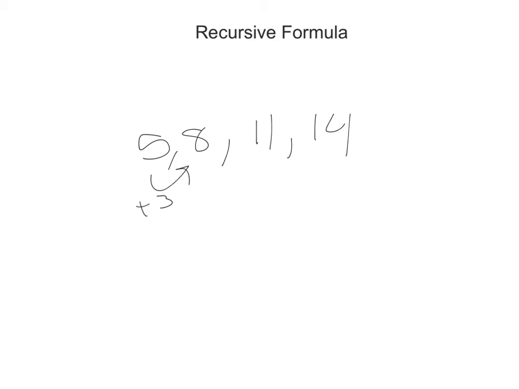So what we would say is the first term, and we indicate terms by writing almost like function notation, but in this case our function is a. So a of 1, the first term, plus 3 equals a of 2, the second term. So this is sort of a recursive formula.